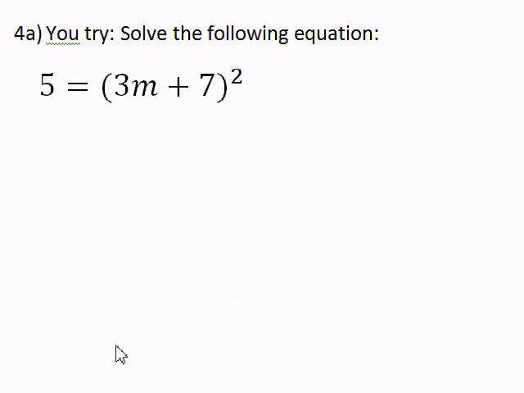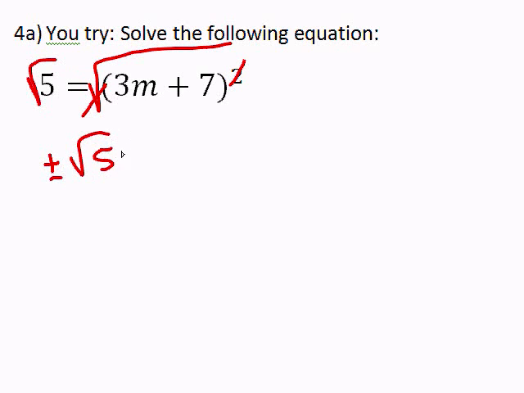And try this one on your own, pressing pause and press play when you're ready to see the answer. Again, for this one, we're going to get rid of the square first, so we don't need those parentheses. We take the square root of both sides, giving us plus or minus the square root of 5 is equal to 3m plus 7.